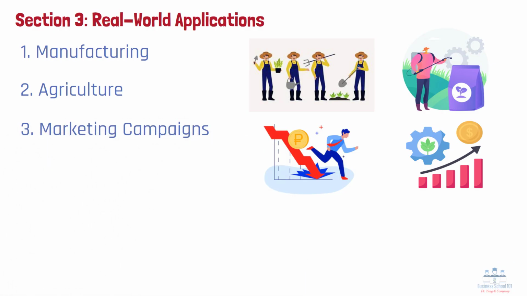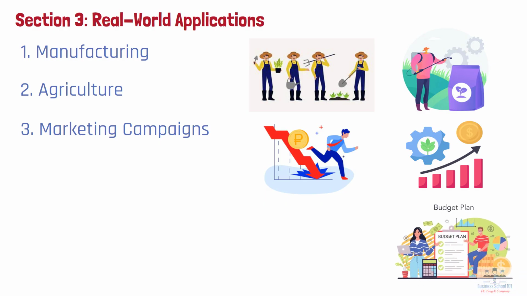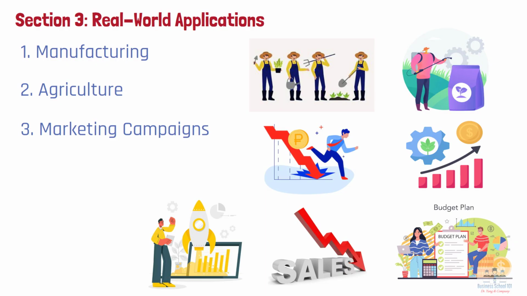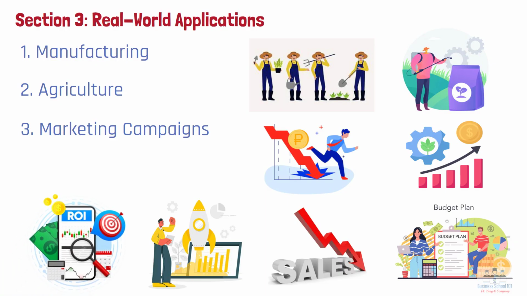Number 3. Marketing campaigns. In marketing, diminishing marginal returns occur when increasing the advertising budget leads to smaller gains in sales. After saturating the market, additional spending on ads yields less response from consumers. For example, a small online business might see a boost in sales after doubling its ad budget, but eventually, further increases in spending have a much smaller impact on attracting new customers.